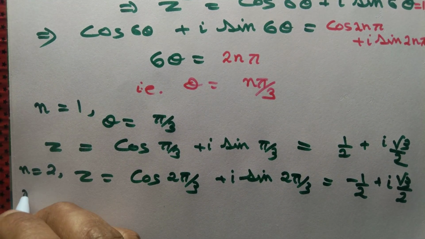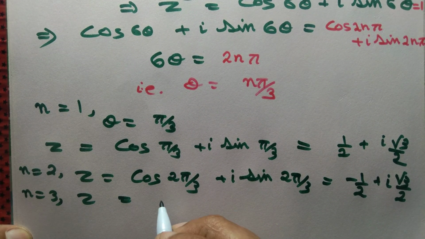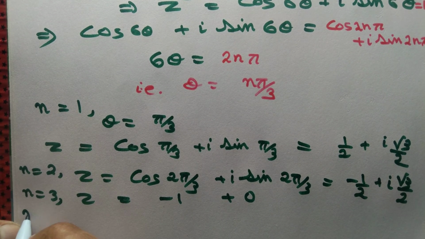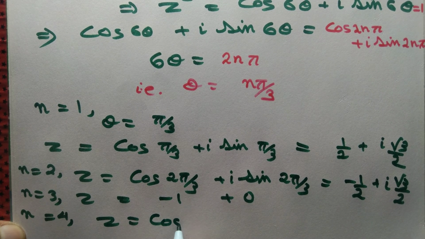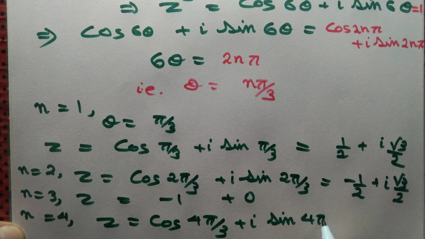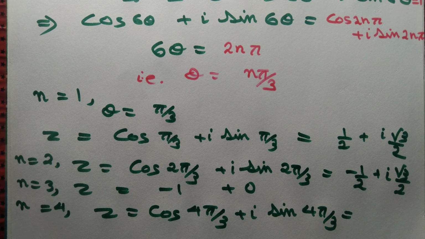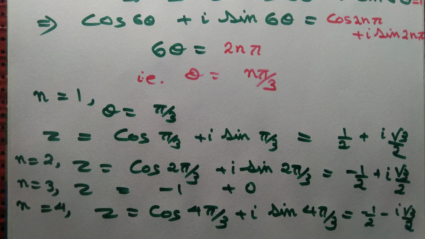When n equal to 3, z equal to cos 3 pi, that is minus 1, and sin 3 pi is 0. When n equal to 4, z equal to cos 4 pi by 3 plus i sin 4 pi by 3, which is equal to minus 1 by 2 minus i into root 3 by 2.